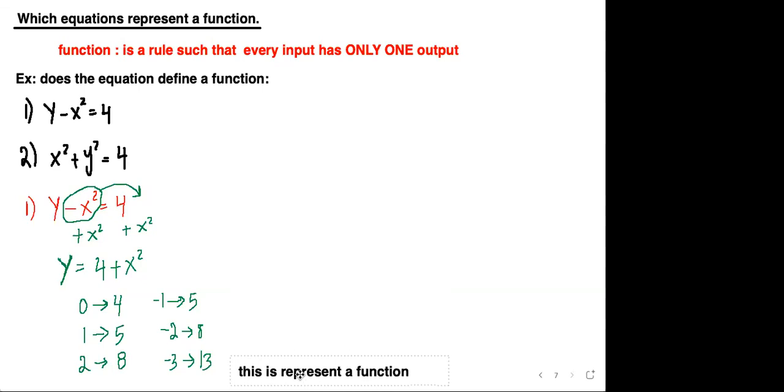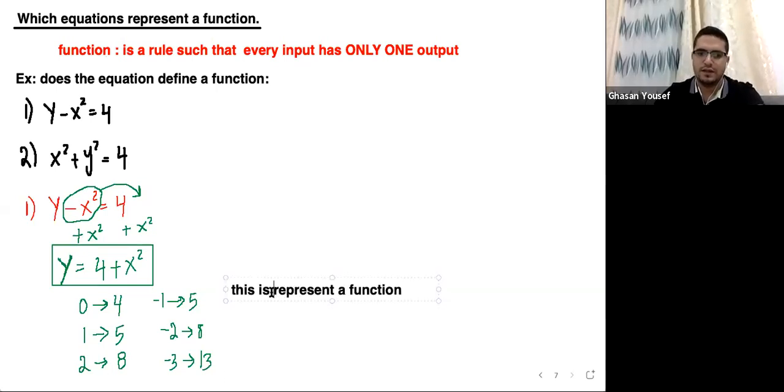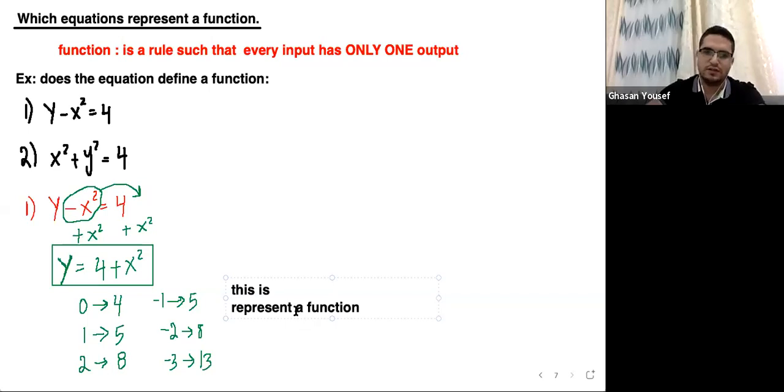No, they will give me one value, output one value. If I plug any positive numbers, or any negative numbers, or plug in the 0, they will give me only one value. So this is representing a function. Make sense? If I plug any number, positive or negative or anything, it will give me only one value. So yes, this equation represents a function.